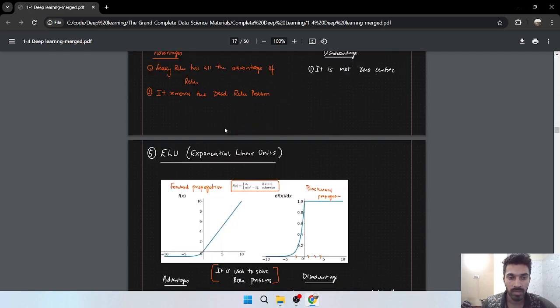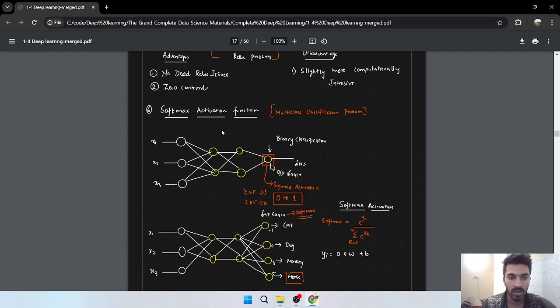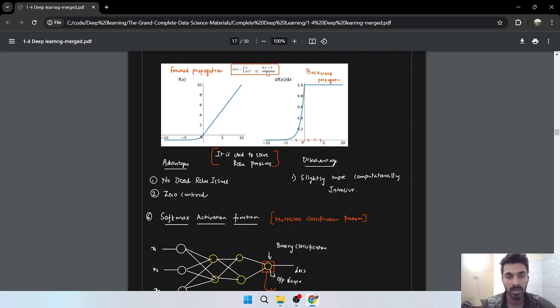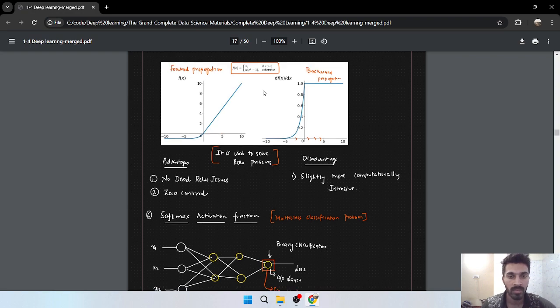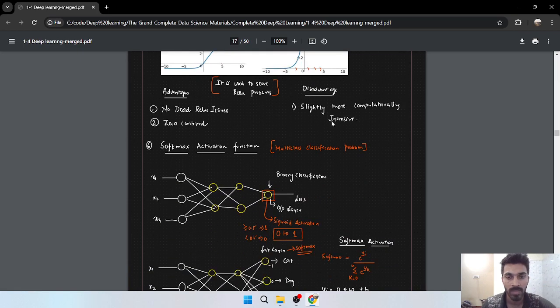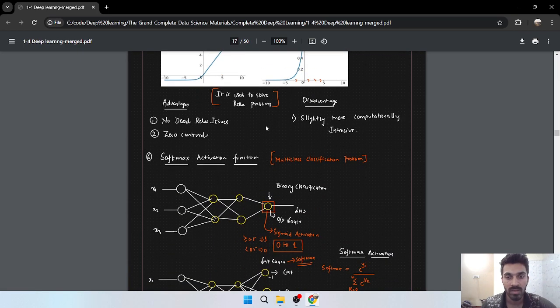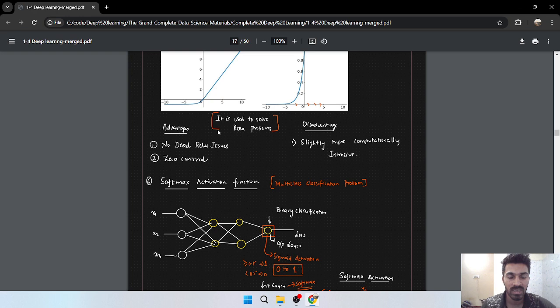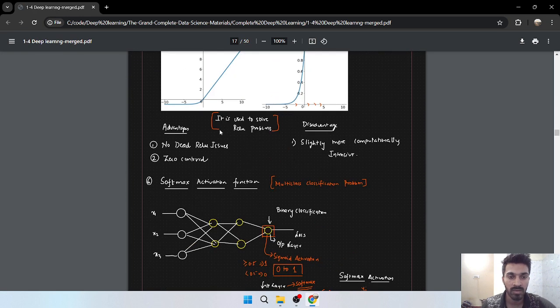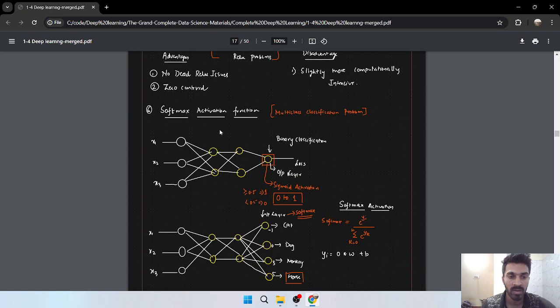And now we have covered all of these functions, like leaky ReLU and ELU: x if the value of x is greater than 0, and alpha, a hyperparameter, times e raised to the power x minus 1 otherwise. It is zero-centered also, but slightly more computationally expensive. It is the best, but we are using ReLU because its time complexity is very low. That's why.